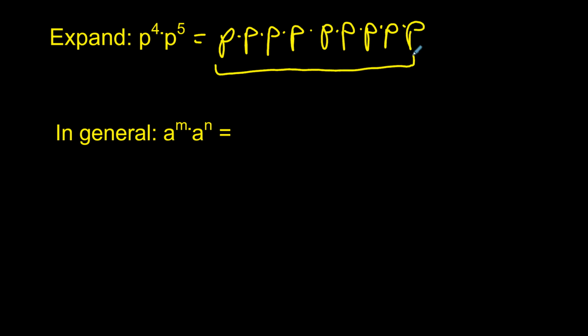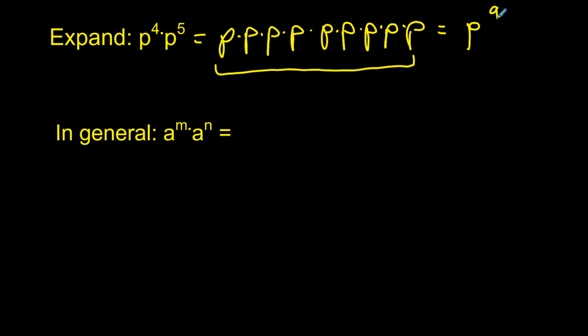Okay, this one's a little less confusing. We've got 4 p's and 5 p's, so it's going to be 4 p's times 5 p's. Maybe should have done this one first. That would have made more sense. How many p's altogether? We got 9 of them, right? So this would have been p to the 9th.